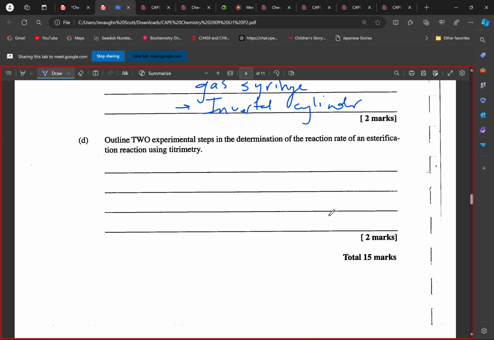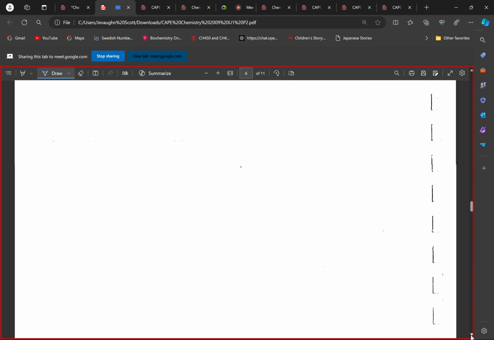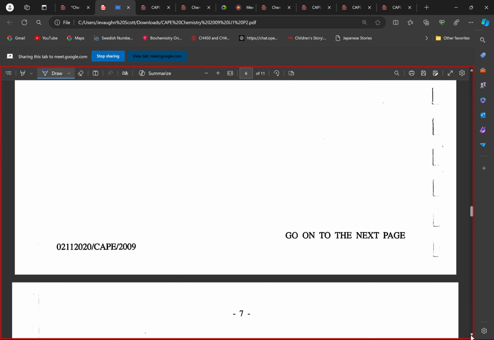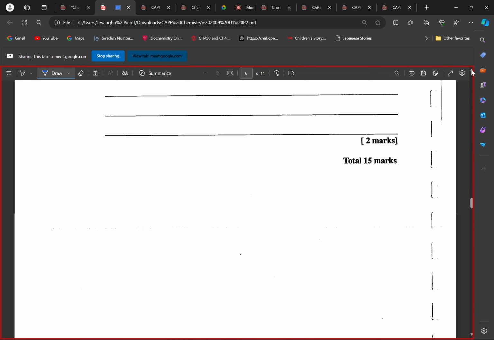So it's just logic. It's just thinking about what you're doing. And if you're in a lab setting, what would you do to find the rate of reaction? That's what we're doing. And that would be the end of this section here. Are there any major questions that we have? That would be the end of our question.